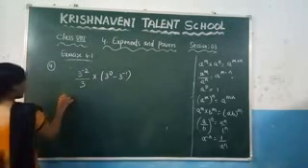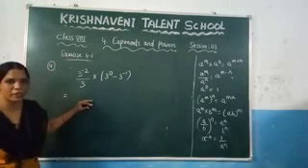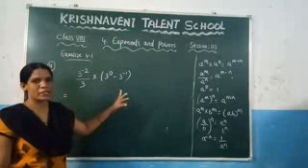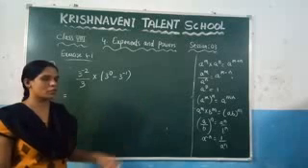So this is the next question they have given here. What is the question they have given here? 3 power minus 2 by 3 into 3 power 0 minus 3 power minus 1. Now you need to solve this one by applying these laws of exponents.